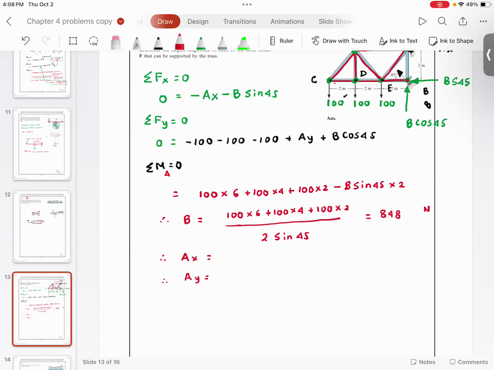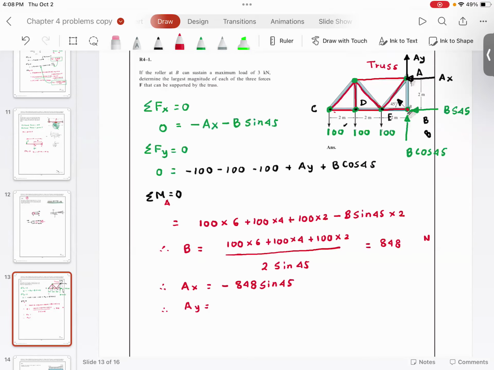What is the value of AX? AX is equal to minus B sine 45, so which is minus 848 sine 45.